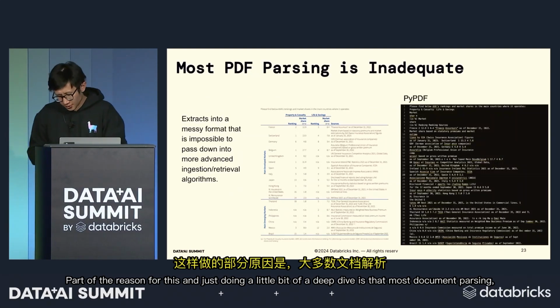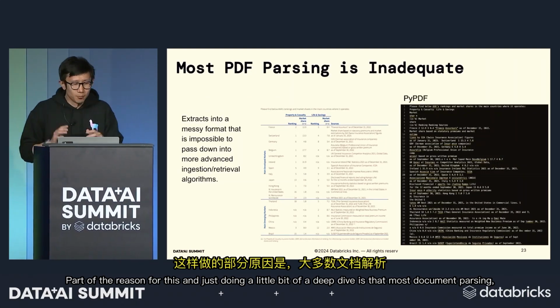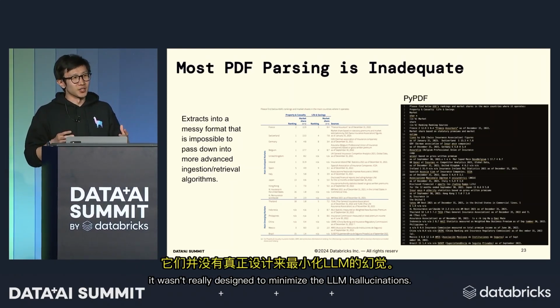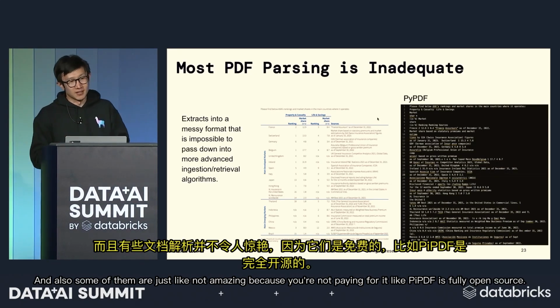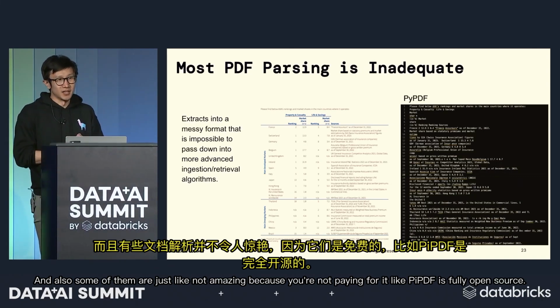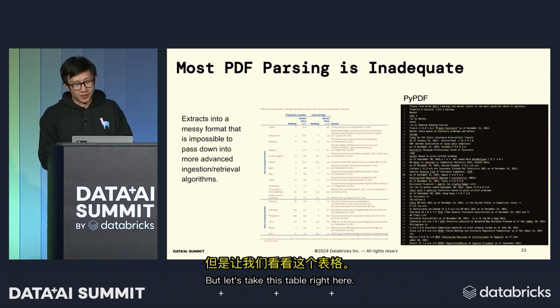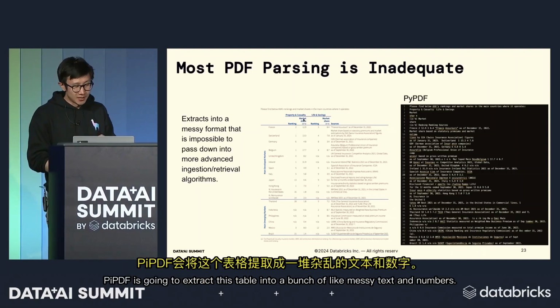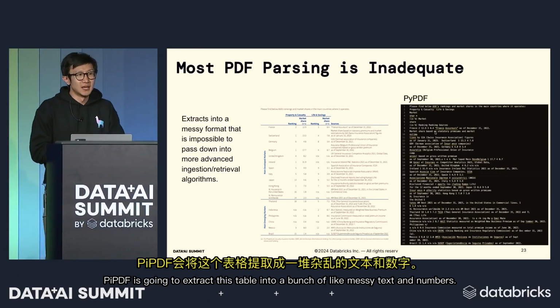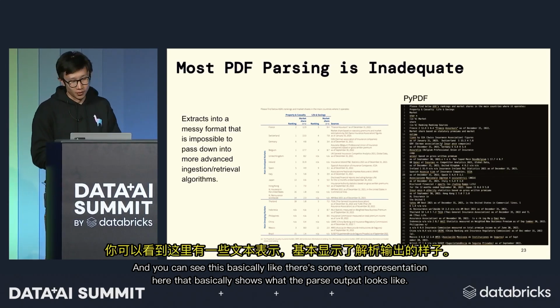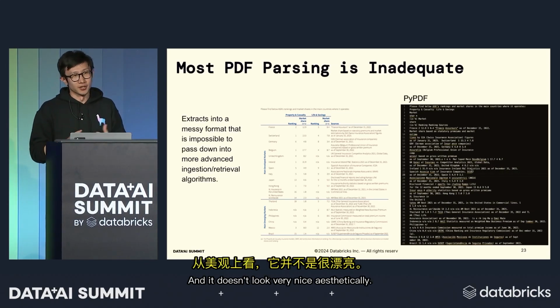Part of the reason for this, doing a little bit of a deep dive, is that most document parsing, especially what's existed in the past, wasn't really designed to minimize LLM hallucinations. Also, some of them are just not amazing because you're not paying for it. PyPDF is fully open source. Of course, there are many other paid APIs that are a little bit better. But let's take this table right here. PyPDF is going to extract this table into a bunch of messy text and numbers. You can see there's some text representation here that shows what the parsed output looks like, and it doesn't look very nice aesthetically.